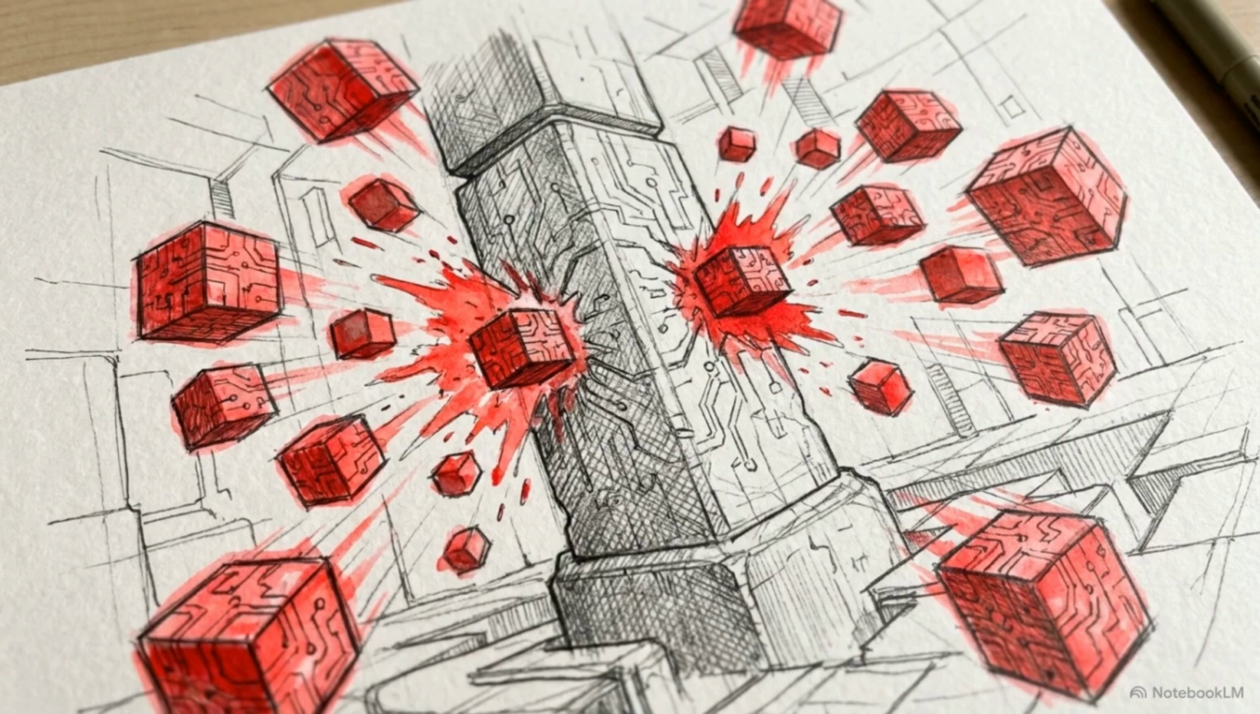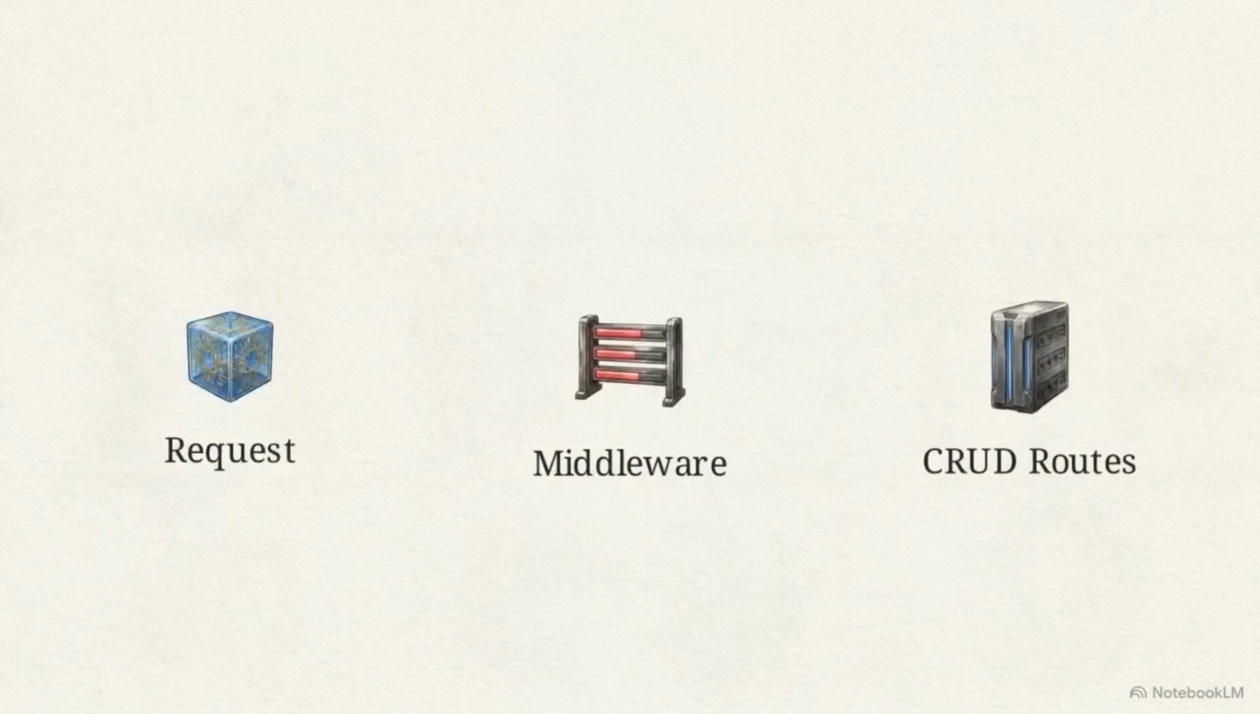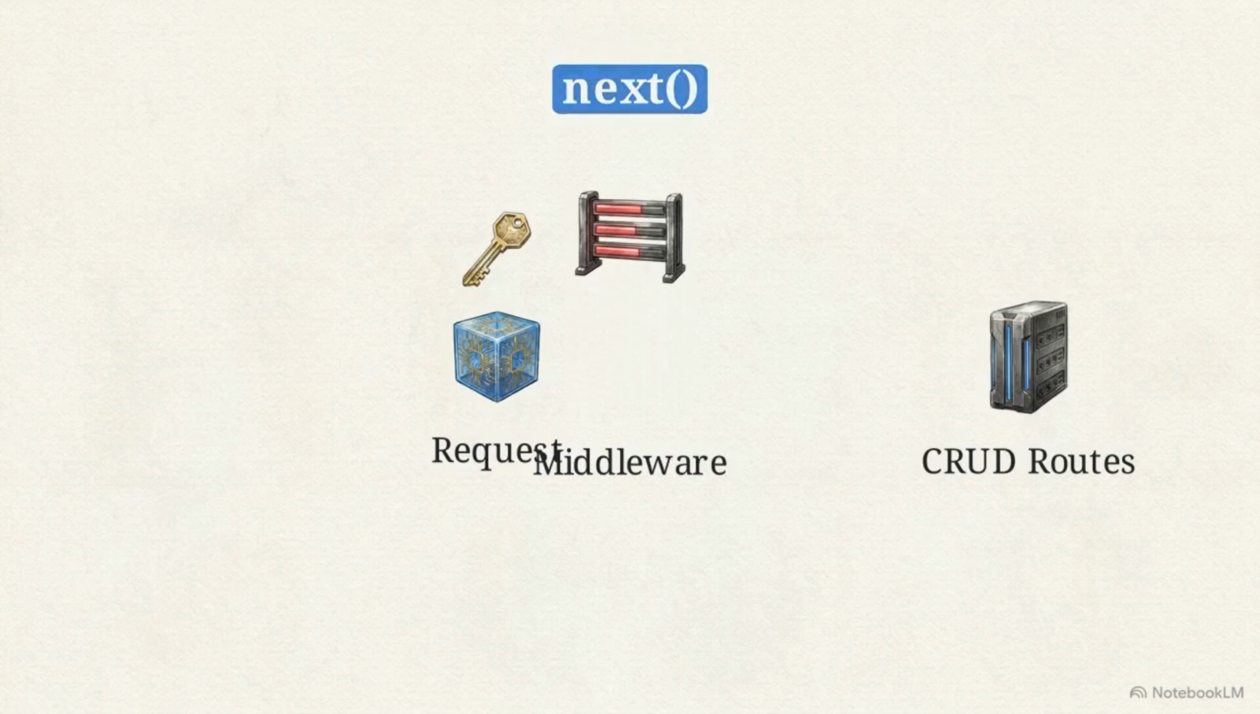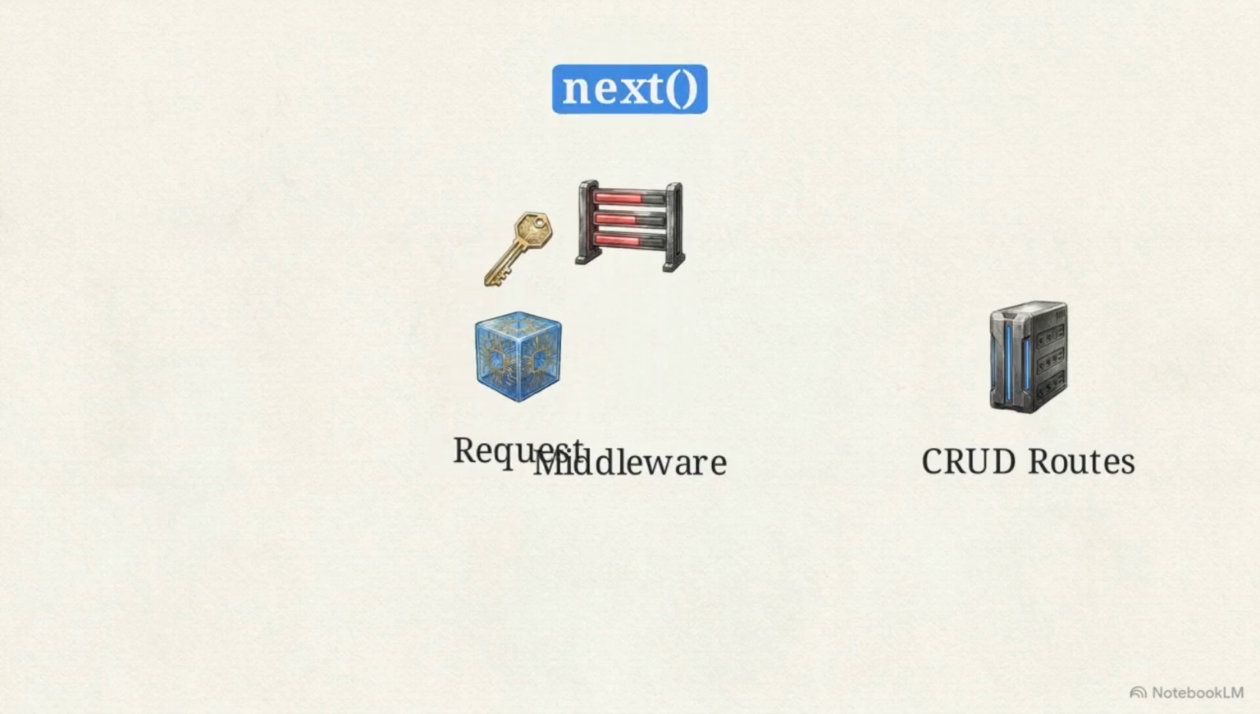Currently, our API is entirely open. Anyone who knows the URL can send a delete or post request to change our data. Middleware acts as a security checkpoint. It intercepts the request, interrogating it for a specific API key before reaching your CRUD routes. Calling the next command then tells Express the validation is successful, allowing the request to proceed.